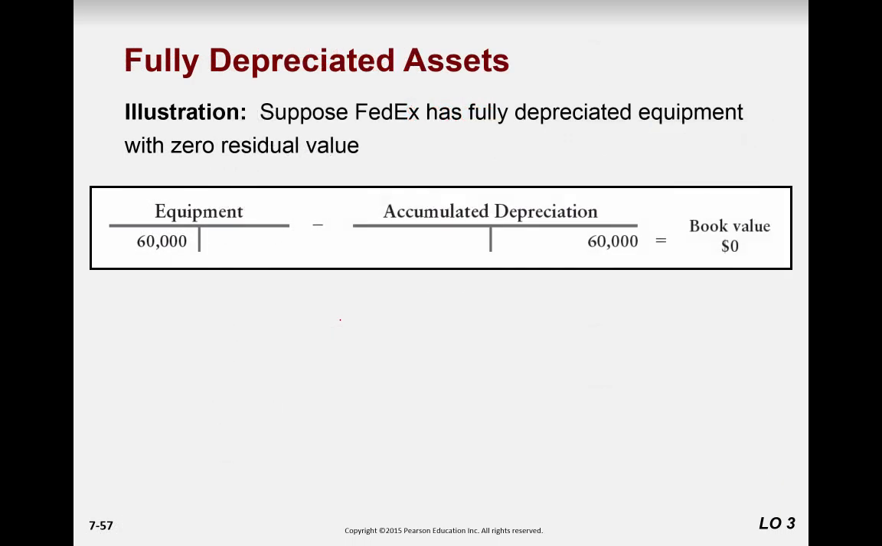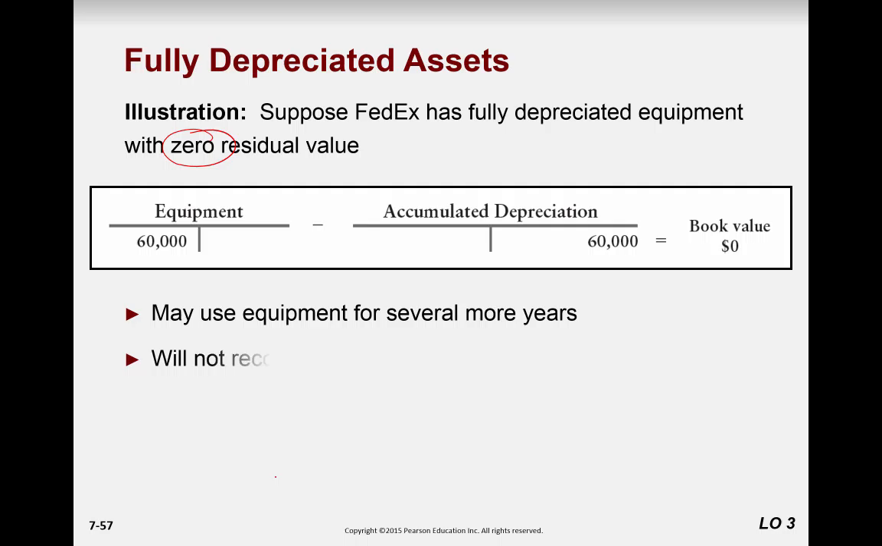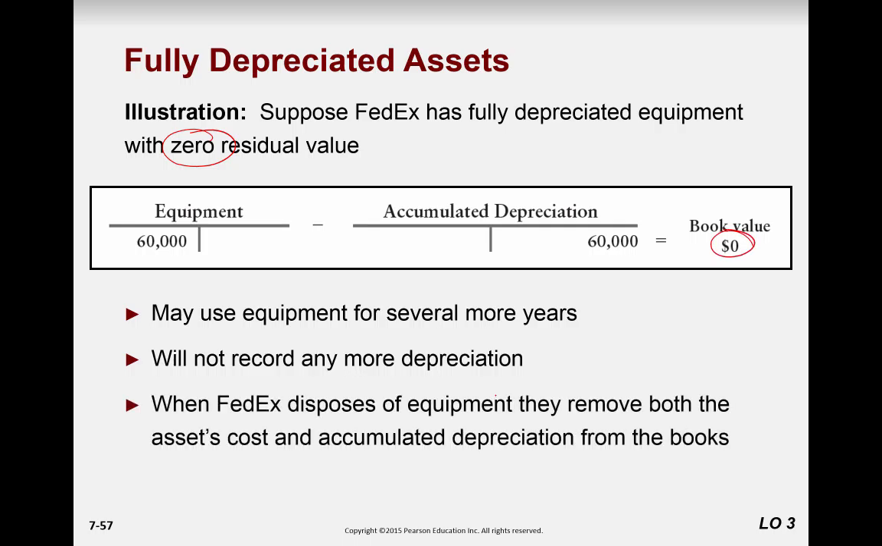So for a fully depreciated asset with 0 residual value, this is what you will see. You can use the asset continuously, but you just can't record any more expense. Just because an asset is fully depreciated does not mean that it gets taken out of use. You still use it, your book value is 0, but when you dispose of it is where you remove it. So when you get rid of the asset, you sell it or you just get rid of it, that's when you go ahead and remove it from the books.